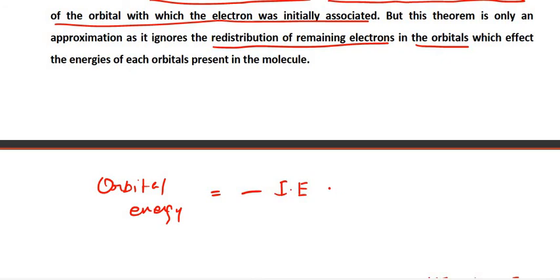And how will you determine the ionization energy? Ionization energy is equal to h nu minus kinetic energy. From the instrument we are able to know this, and thus we are able to determine the ionization energy of different electrons, and from ionization energy we are able to know the orbital energy.